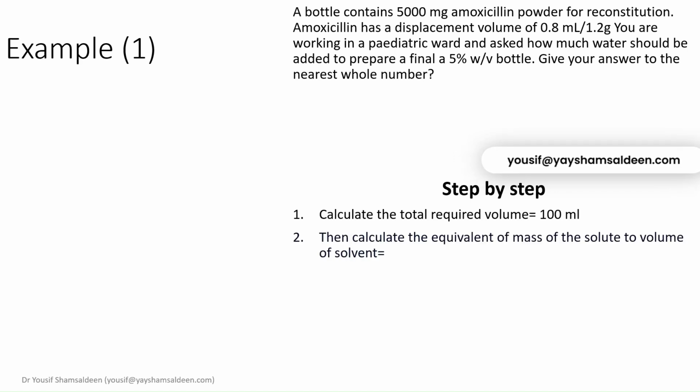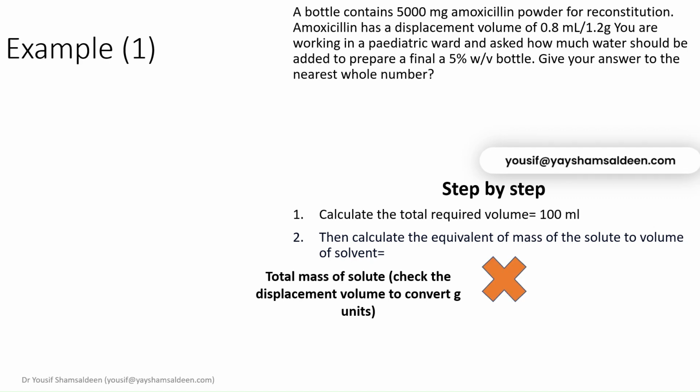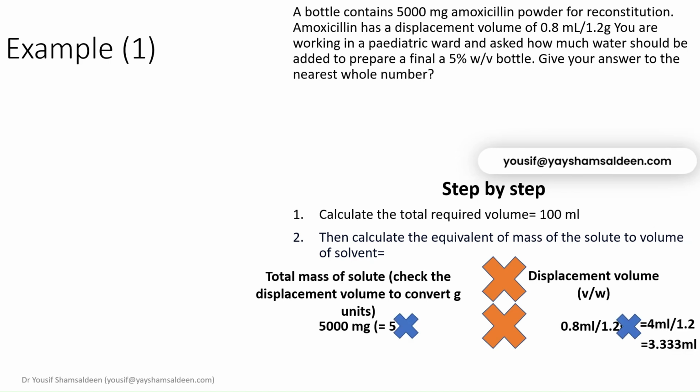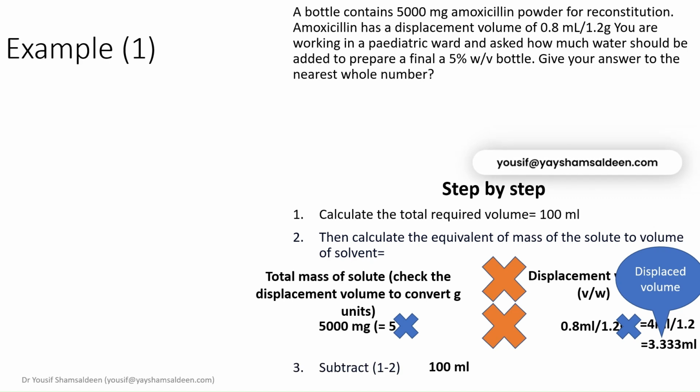And then the second step is we need to multiply the 5 grams, i.e. the 5,000 milligrams, by the displacement volume. And then this will give us 3.33 milliliter. And the answer is 96.67. But since the question is about the nearest whole number, that will give us 97.